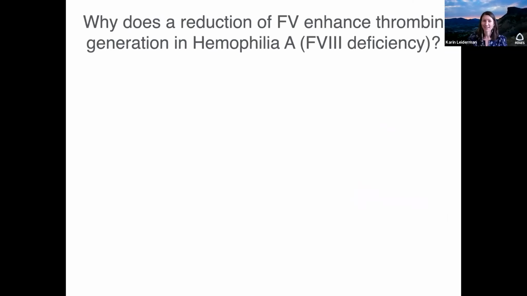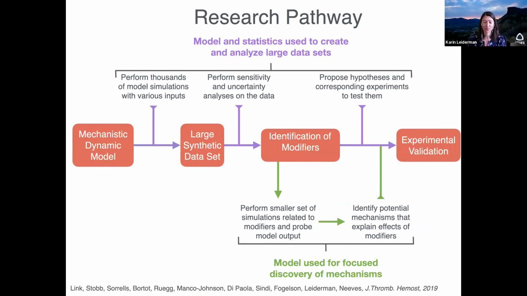All right, so why does this work? Why does a reduction in factor V enhance thrombin generation when factor VIII is deficient? Well, this brings us to another stage of our research pathway, which is we can use this model for focused discovery of mechanisms, right? We made a hypothesis and we tested that, but why does it work? Why does it happen?